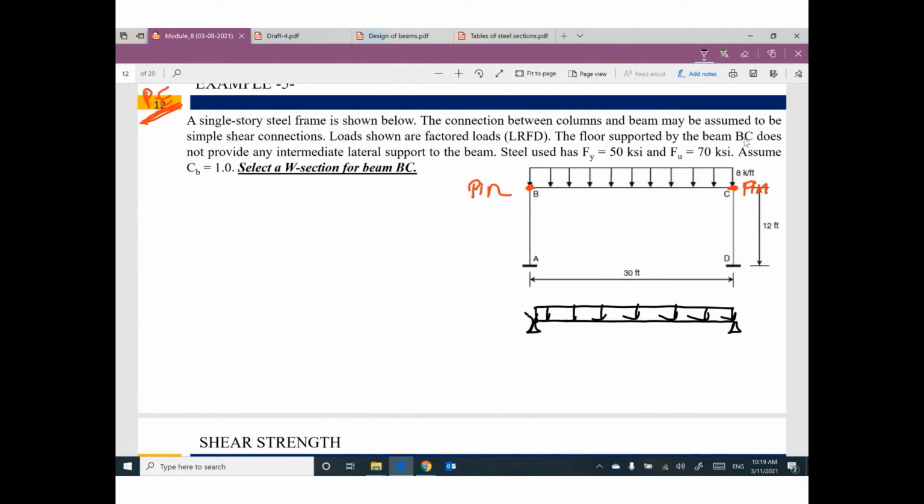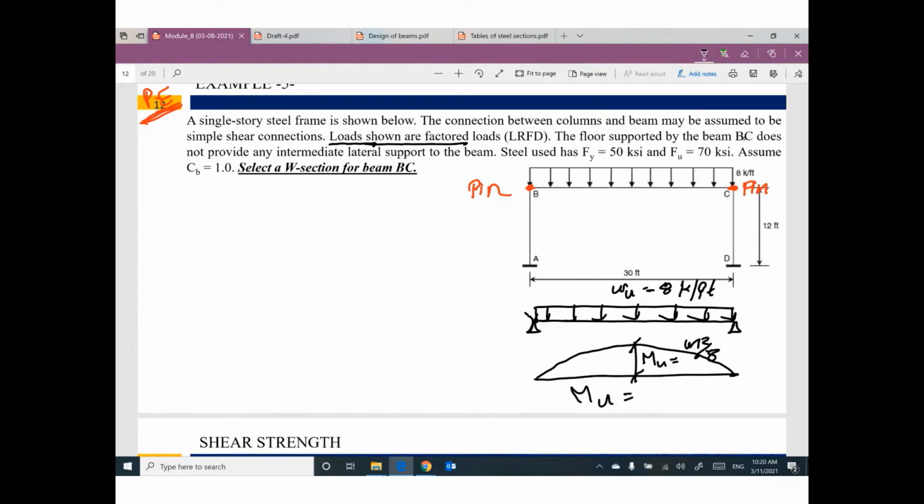Loads shown are factored loads. This load is W ultimate equal 8 kips per foot. The problem said this. Loads shown are factored. Factored means I multiplied the dead load by 1.2 and the live load by 1.6. So I can figure out the bending moment diagram on this beam. M ultimate equal WL squared divided by 8.